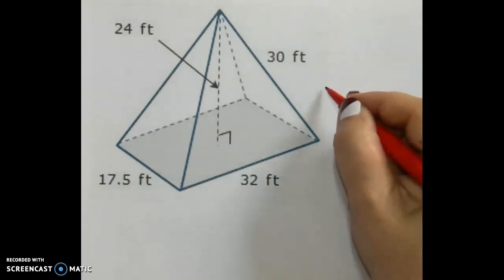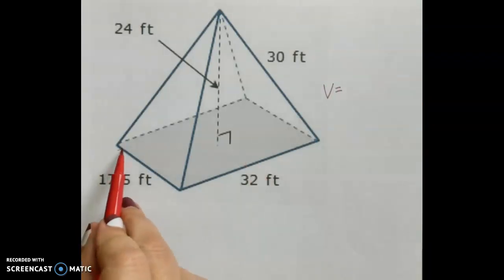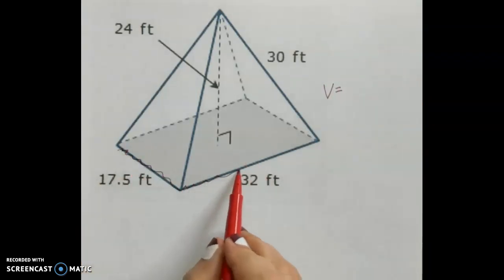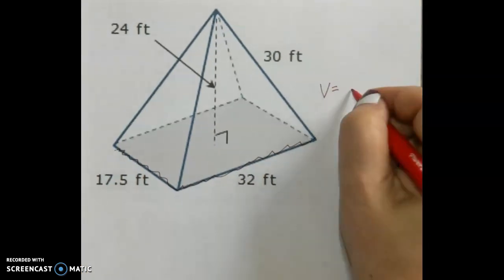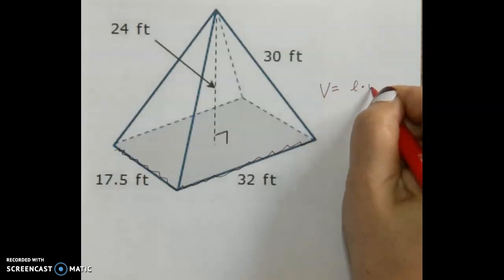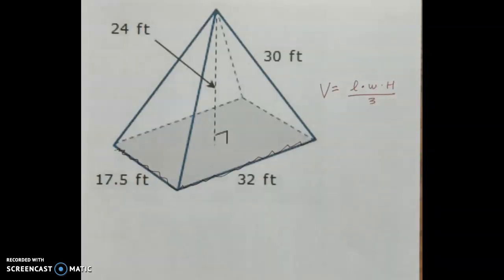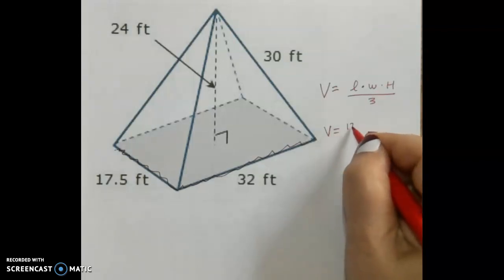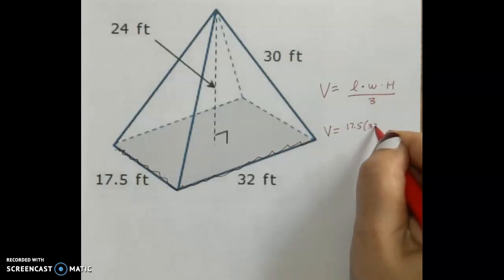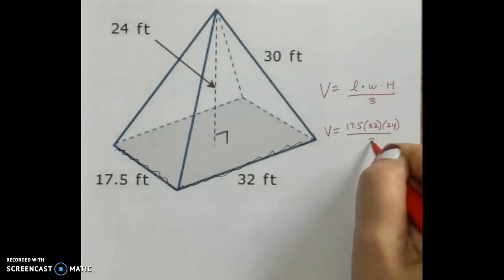Okay, so first thing to start with is going to be our formula. This is a rectangular pyramid. I can tell it's not a square because the length and the width of the base are not the same. So this is a rectangle, not a square. But our formula is going to be length times width times the height divided by 3. Okay, so in this pyramid, that's going to be 17.5 times 32 times 24 divided by 3.